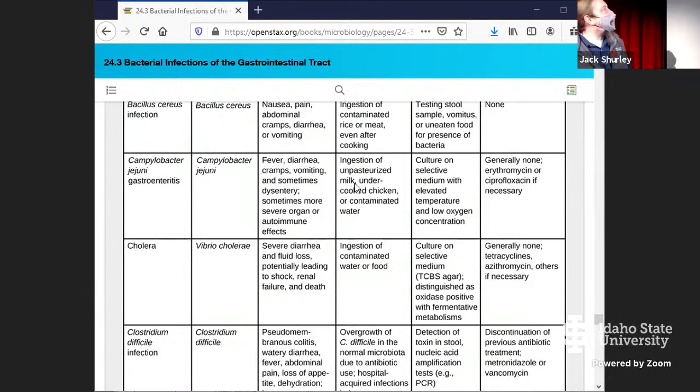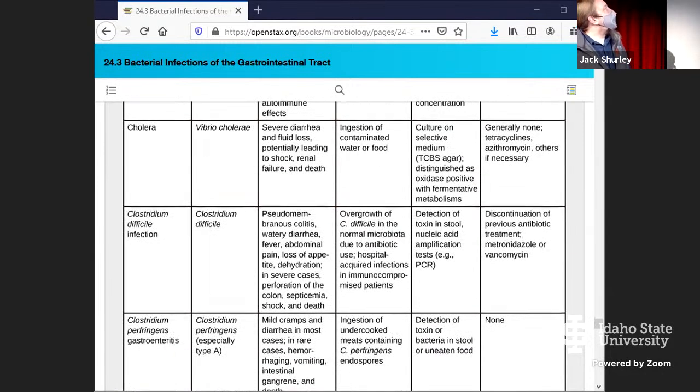So like I said, unpasteurized milk, undercooked chicken, and contaminated water all have the potential for maybe getting you some Campylobacter. So the milk is really a big one with that. Typically no treatment, but there are some potentials maybe with severe organ involvement where antimicrobials might be prescribed. So erythromycin or some Cipro. Cholera we saw, Vibrio cholerae with severe diarrhea and fluid loss, maybe leading to shock and death. So definitely serious concerns with cholera.